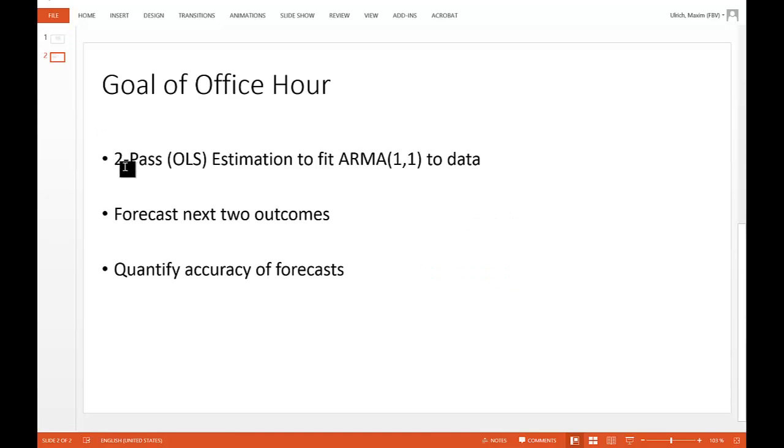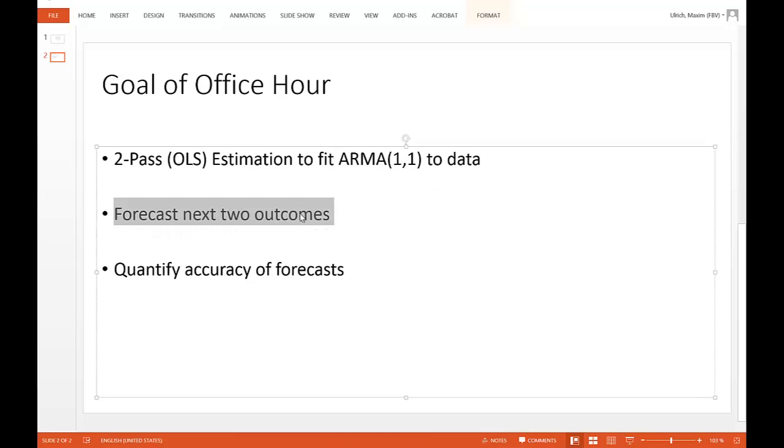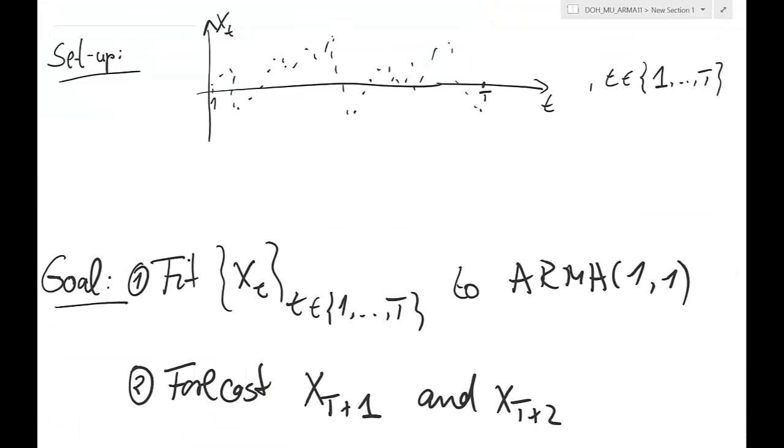So here is what we are going to do. As I've said in CRAM 1, we will not rely on numerical optimization, but only on methods like ordinary least squares, for which we have the solution right away. Therefore, we will review the two-pass estimation approach to fit the ARMA to data. We will do that within our training set. Then for our test set, we will forecast the next two outcomes, and we will also quantify the accuracy of these forecasts. So let's just do it.